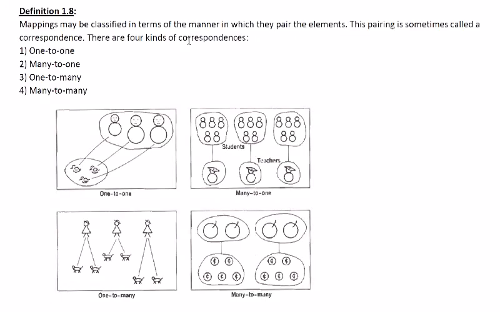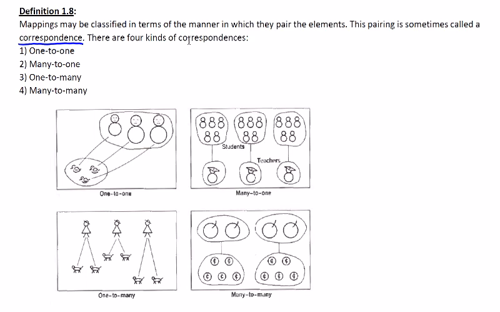We've been looking at a lot of examples of mappings leading up to definition 1.8. And in definition 1.8, we want to discuss the idea of classifying the different maps. So here it says mappings may be classified in terms of the manner in which they pair the elements. So we saw a variety of ways that we can pair the elements up, and it says that this pairing is sometimes called a correspondence.